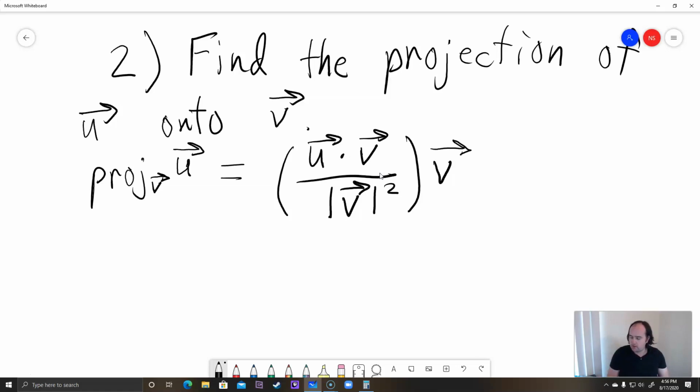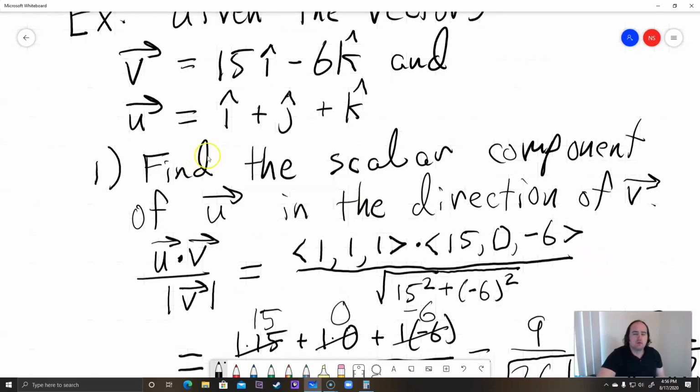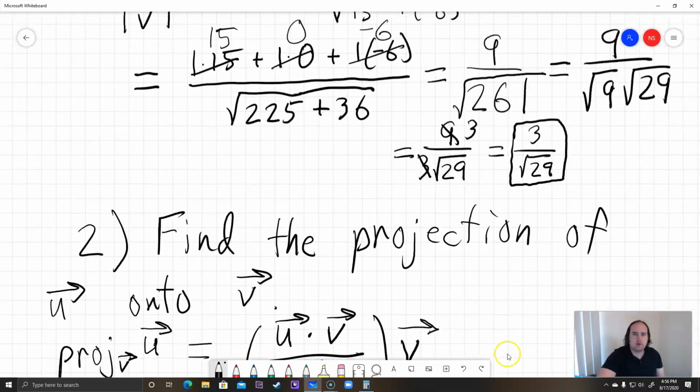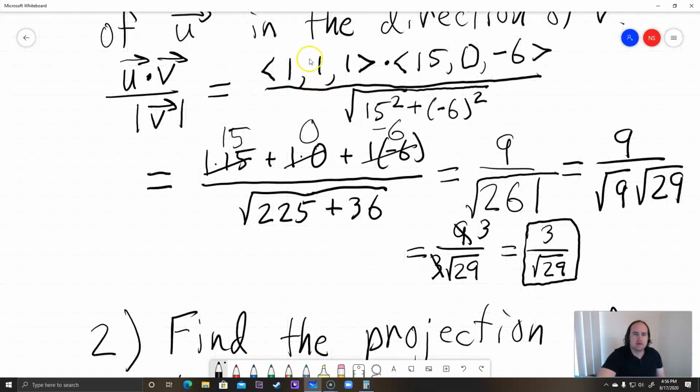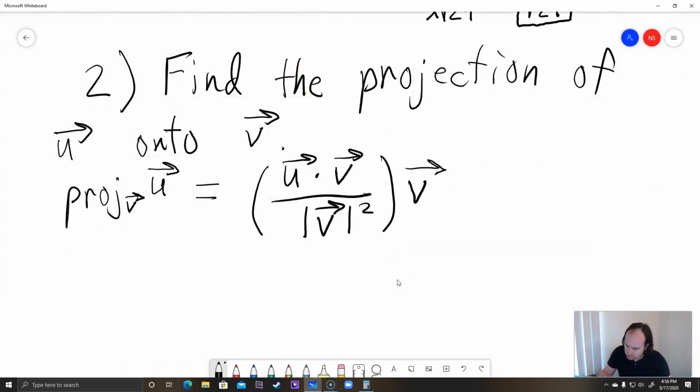Okay? And for this problem, we said that vector u was i plus j plus k, and vector v was 15i minus 6k. Well, we already did u dot v. So notice we did u dot v up here, and we said that it was 15 plus 0 minus 6, which was 9. So u dot v is already done, and we can write that in here. So our numerator is going to be 9.